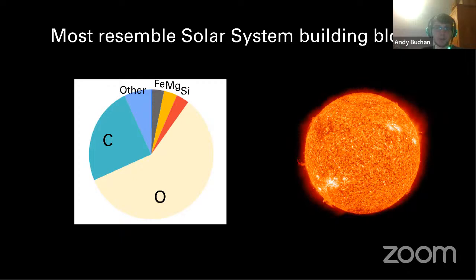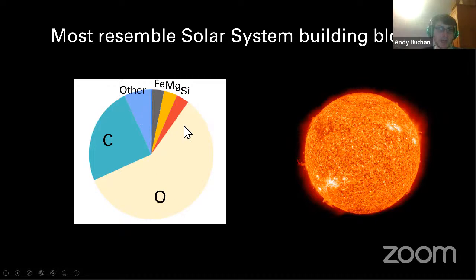It turns out that most of the rocky bodies polluting white dwarfs are actually made of cake. No, I'm kidding. Most of these rocky bodies are a good match to the building blocks of the solar system. We call this material chondritic. It roughly matches the sun.